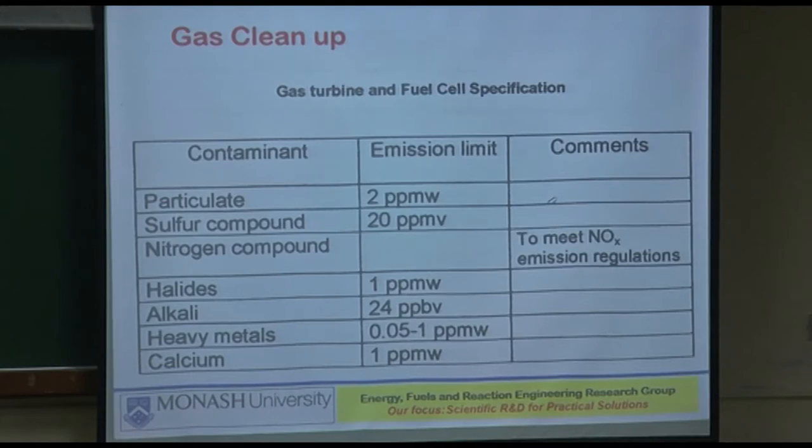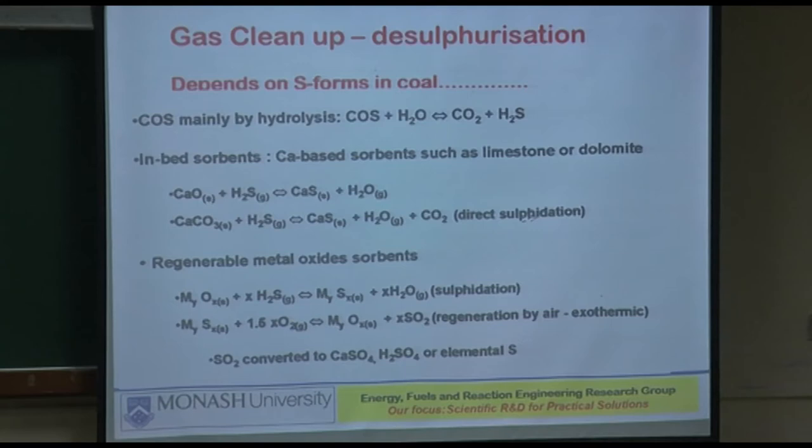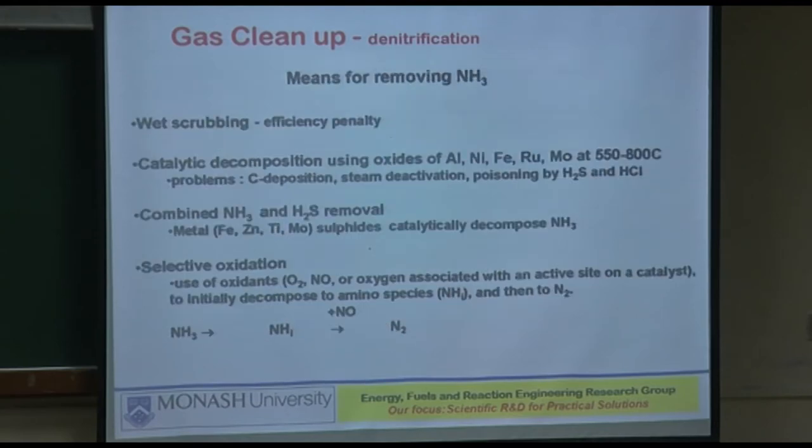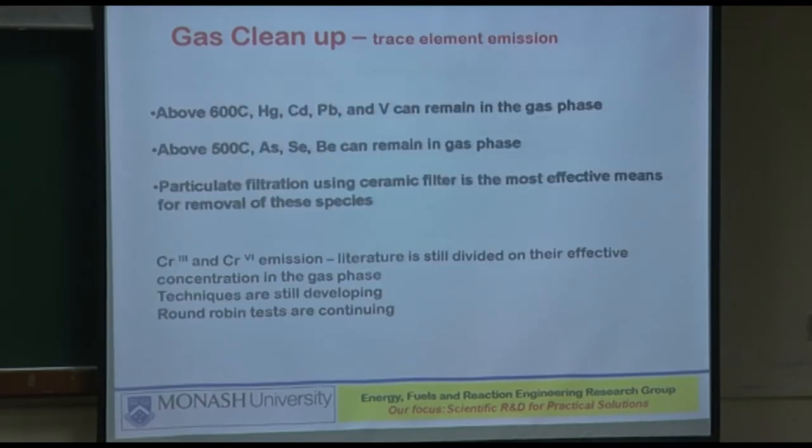Alkalis could be sodium compounds, calcium compounds, magnesium compounds, so any alkali element, their compounds can be under the alkali content. And then you have the heavy metals. We talked about chromium a little bit. We talked about selenium a little bit. There are a whole lot of other heavy metals, such as barium and beryllium, you name it. So some of those we did. This is for sulfur. These are the sorbents. Some of those we did mention here.